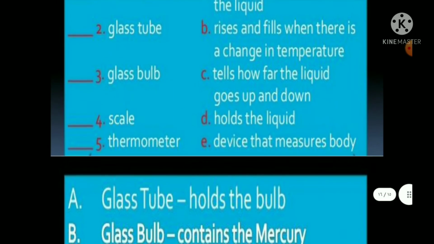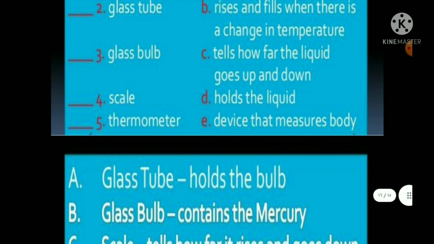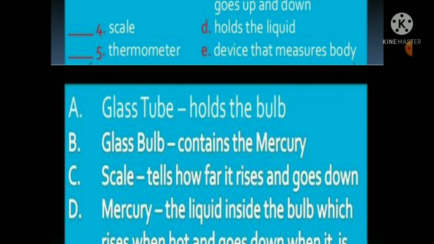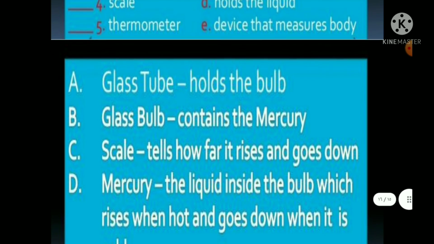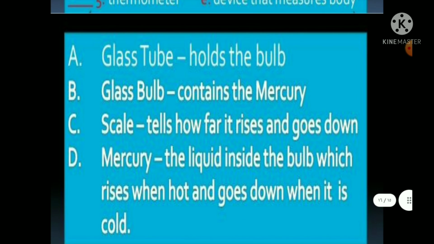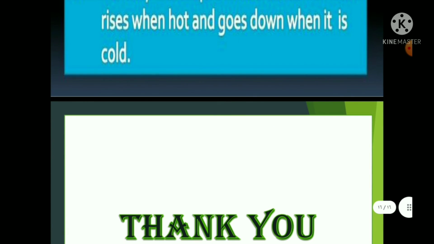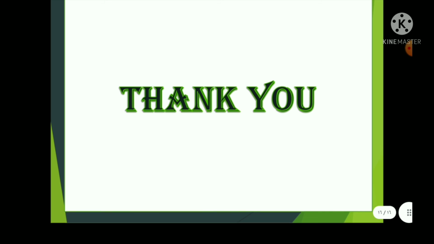A glass tube holds the bulb. Okay. Glass bulb contains the mercury. Scalers. This is the definition. Please keep this to know more about thermometers, and go and write thermometer and Wikipedia. You will know more about the thermometer if you want.